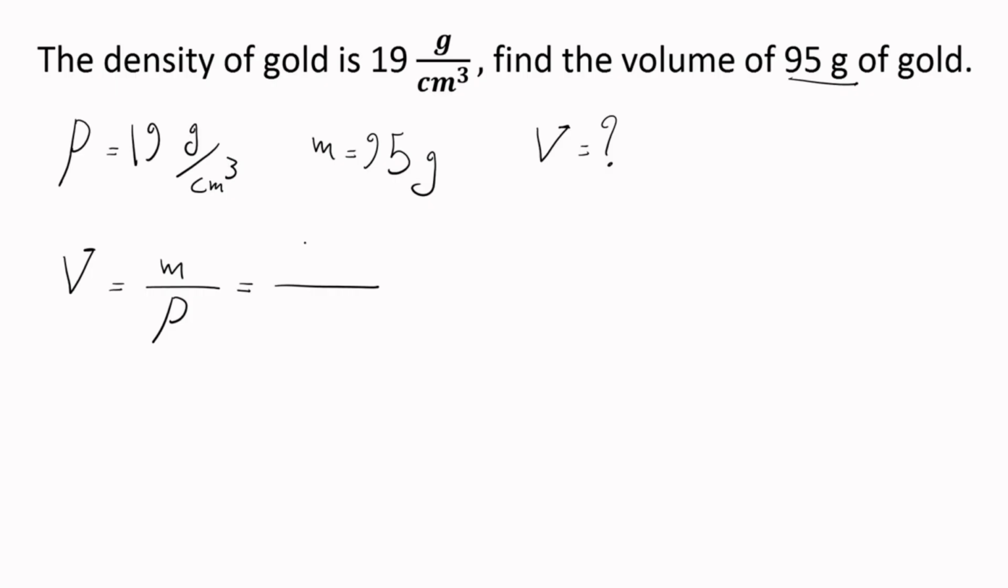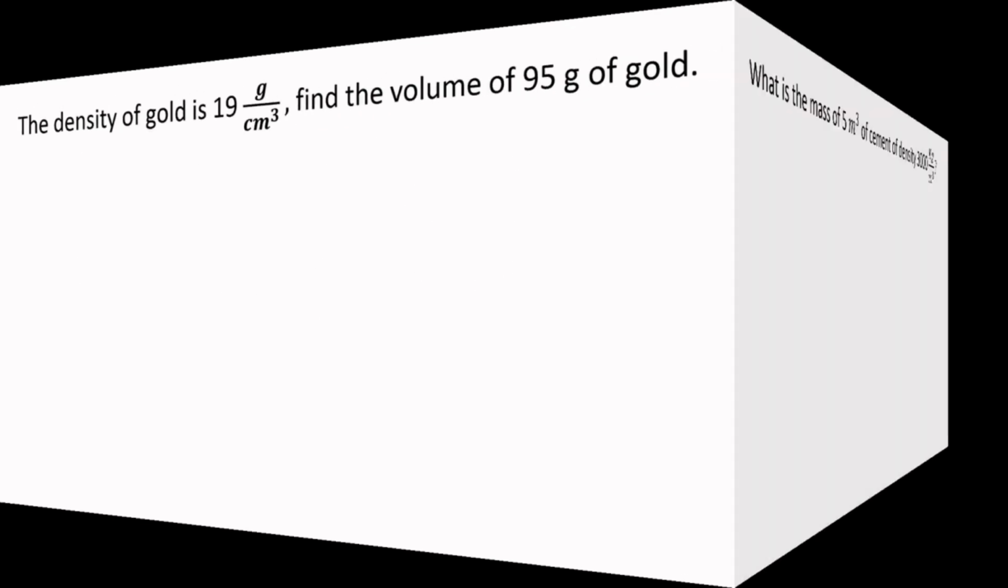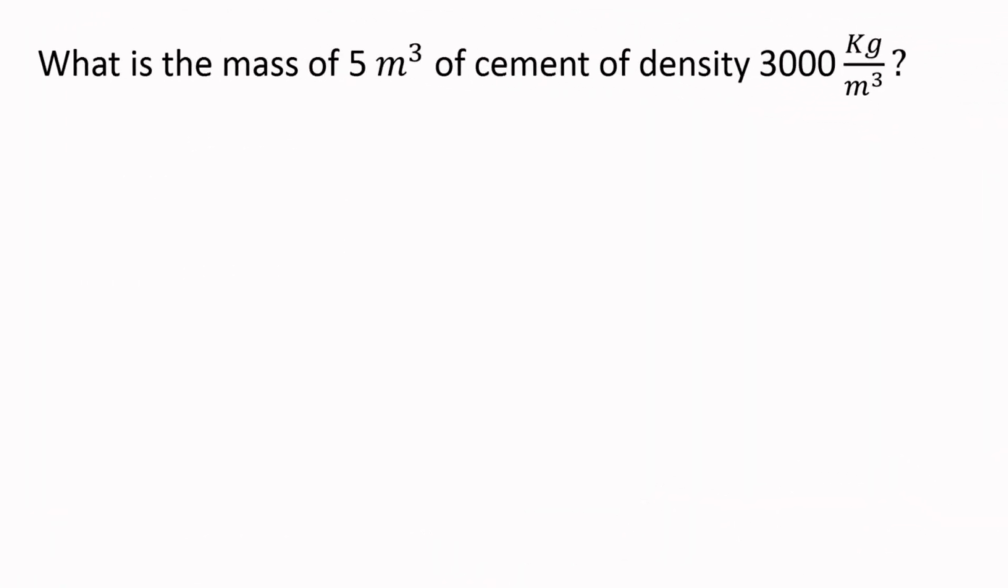So I'm gonna write M is 95 and rho is 19. And if I do this division, and I expect you to be able to do that, the answer is gonna be 5. And because I'm calculating volume and this one is based on gram per cubic centimeter, this one is gonna be cubic centimeter. Really easy. Look at the next example.